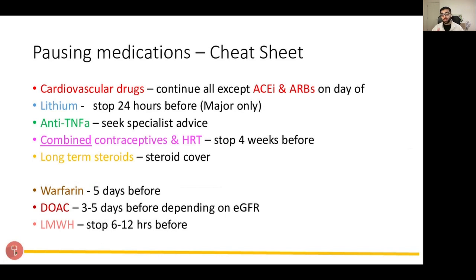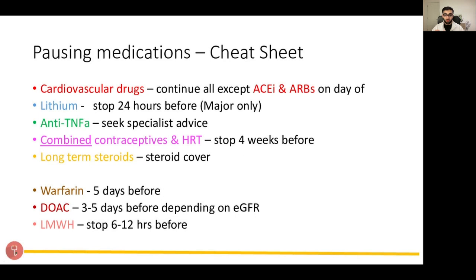Lithium is a drug that is stopped about 24 hours before, but again, only for major surgery. For anti-TNFs, this is something that you will want to seek specialist advice for, for someone who's got, for example, IBD or an autoimmune condition or even is on cancer therapy.